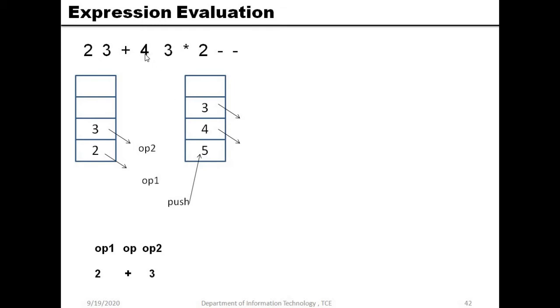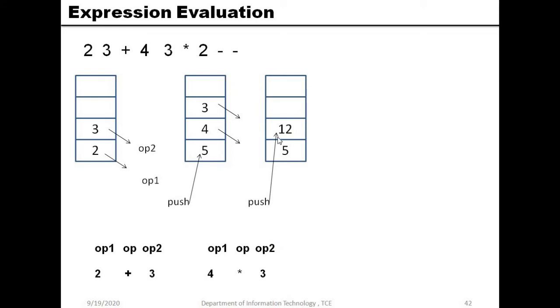In the next iteration, the 4 is read, so it has to be pushed into the stack. Then 3 is read, it has to be pushed into the stack. In the next iteration, star is seen, so we have to do 2 pops. So the value 3 is stored in the op2 and the value 4 is stored in the variable op1. So here the operator is star, so 4 star 3 is performed and the result is 12, it gets pushed into the stack.